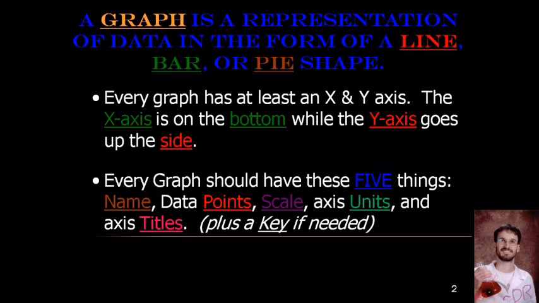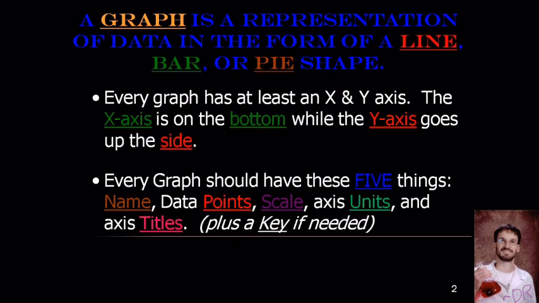So every graph must have a name that tells the reader what is actually going on. Every graph should have data points, and that's the easy part. You guys are good enough now that this is something that you generally don't mess up. The scale. Some students struggle with this one a little bit. You might actually not be familiar with the fact that it's called a scale, but you'll see on the graphs when we talk about it that you'll realize what that means. Axis units and axis titles. Now, a key is a sixth thing.